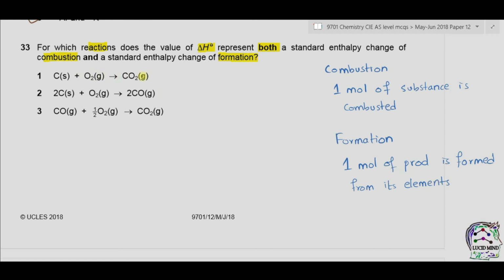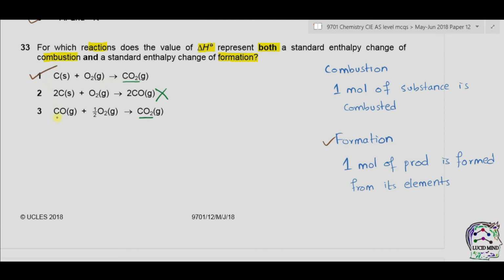Now in given options, we can see that 1 mole of carbon dioxide is present, 2 moles of carbon monoxide is given, so it is incorrect. There must be 1 mole of substance and 1 mole of product. In 3, we have 1 mole of carbon dioxide present, so it could be correct. Now second thing is to look at the reactants. In 1, we have elements in their standard states. Carbon is in solid form, oxygen is in gaseous form, so it is enthalpy change of formation. And it is also enthalpy change of combustion because 1 mole of carbon is being combusted in excess oxygen to form product. So 1 is correct.